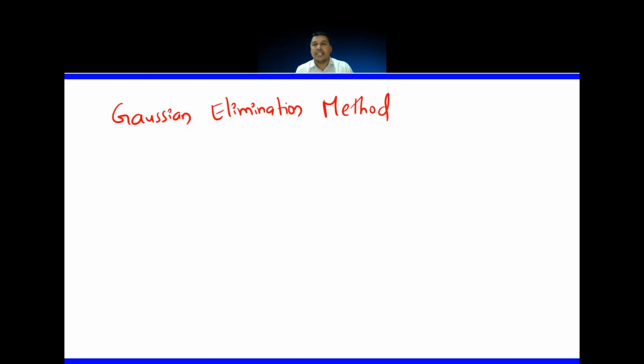Gaussian elimination method. This is one standard method to solve a given system of linear equations. Okay, Gaussian elimination method. What are the rules of this Gaussian elimination method? Given a matrix, again I am saying matrix. Where is this matrix coming from?